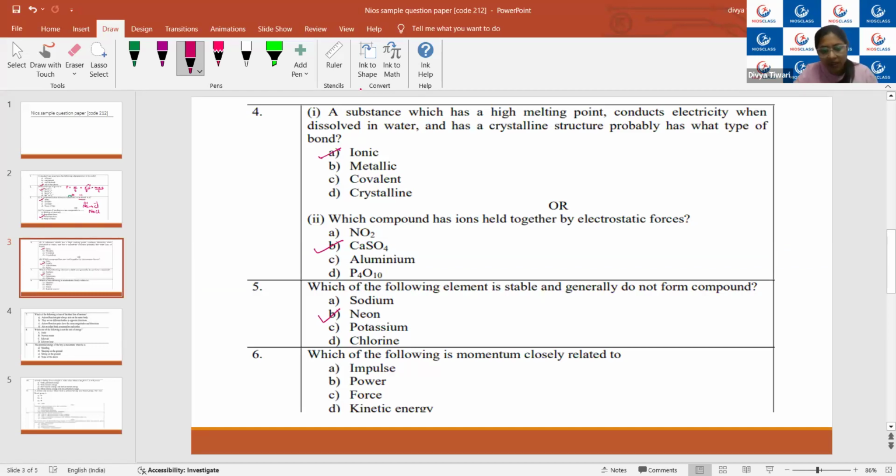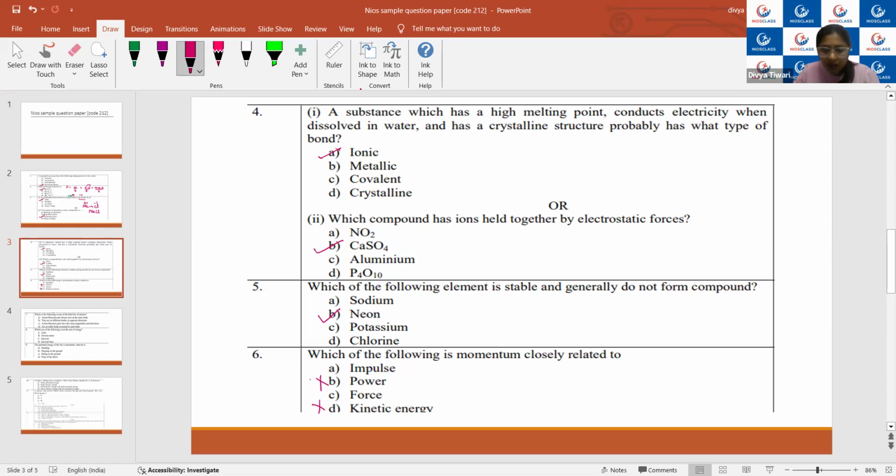Now let's proceed with the next question, which is: which of the following physical quantities is closely related to momentum? First is impulse, second is power, third is force, and D is kinetic energy. Directly you can cancel this. Power is not going to be related because power is work upon time, and kinetic energy is also not associated, which is half into mv square. So now we are left with two options.